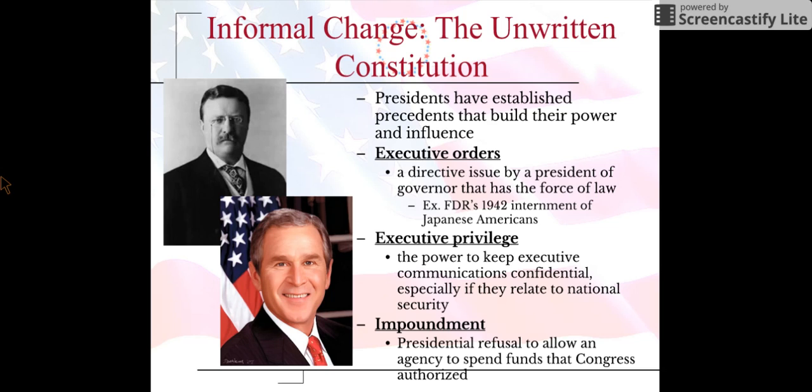So let's say Congress said, hey, we want to spend some money on some new naval ships, and the president says, nope, I want to spend it on space exploration. I don't know, just making some things up. That was what impoundment was. The president could refuse to allow agencies to spend money that Congress had authorized, and could decide to spend it on something else. Not a power the president has anymore, but something still to remember.